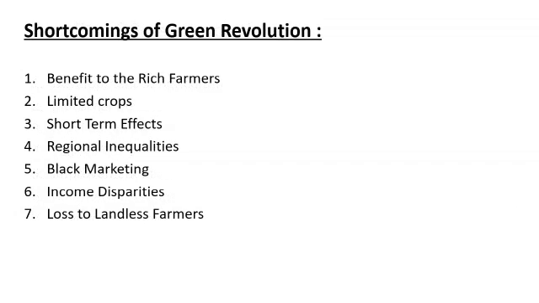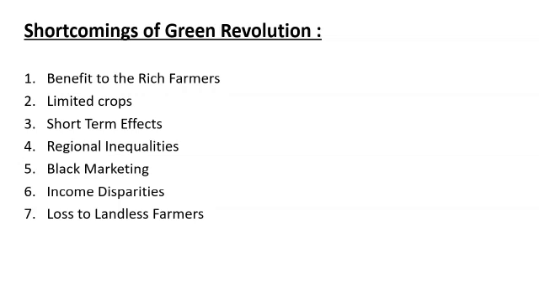Though the Green Revolution was a boon to Indian agriculture, still it was not free from shortcomings. The bad effects of the Green Revolution were: number 1, benefit to the rich farmers. The Green Revolution only benefited the rich farmers. Poor farmers remained the same. They were not able to buy the high-yielding varieties of seeds. So the benefit did not go to poor farmers.